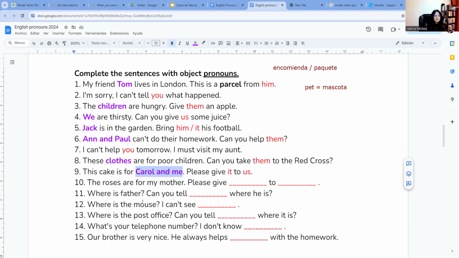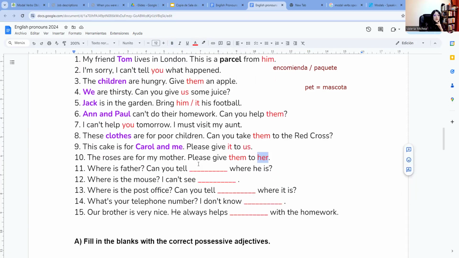Then the roses are for my mother. Please give them to her. Oh, very good. Yes, give them to her. So why? Because we're talking about roses, it's plural. And then we're talking about my mother, so it's her. Good.